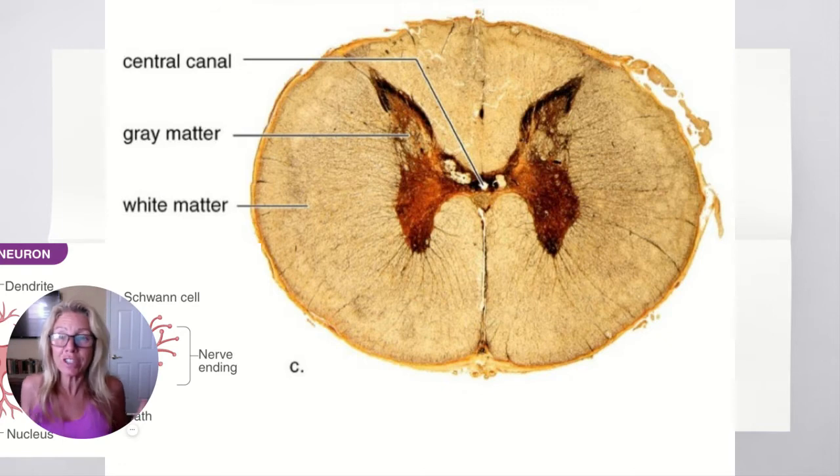Okay, let's take a look at this. Oh, the door just slammed. Let's take a look at the spinal cord. This would be somebody face down and you chopped them just like this and you're looking down through their spinal cord. Can you see how it looks a little bit like a butterfly right here?